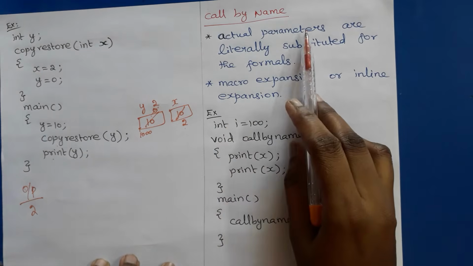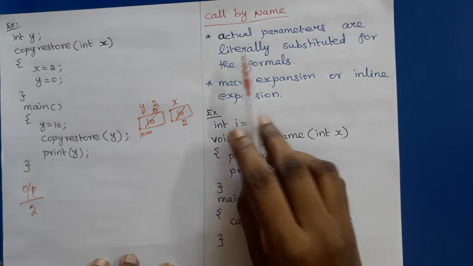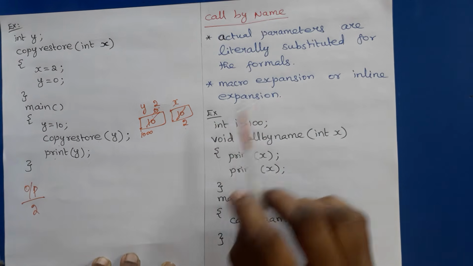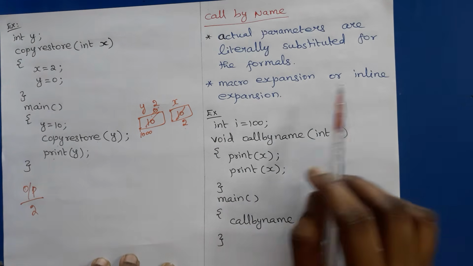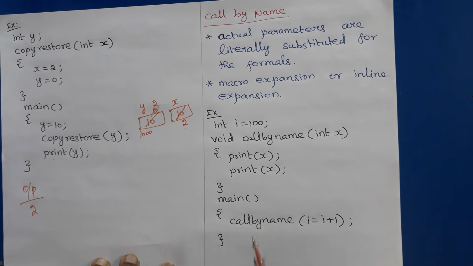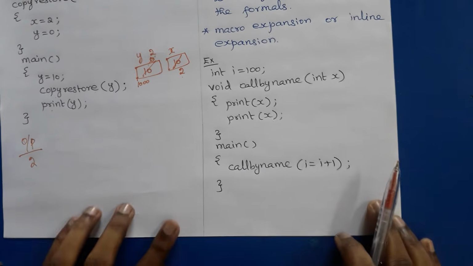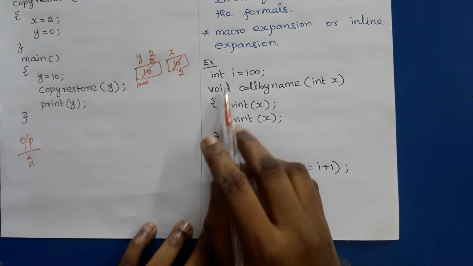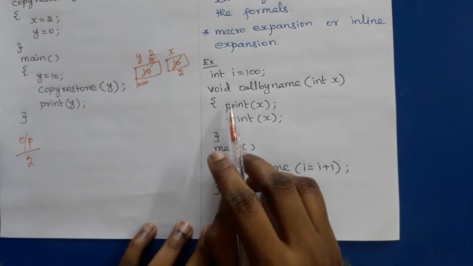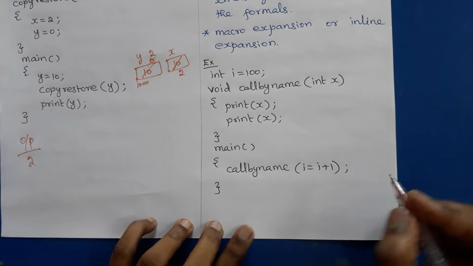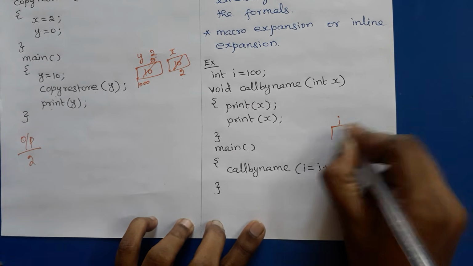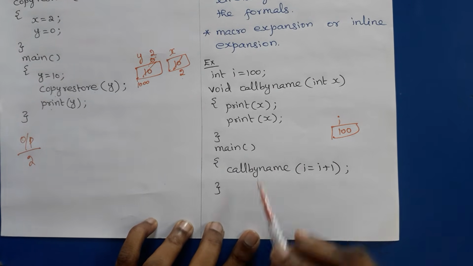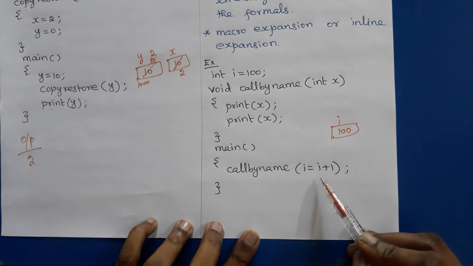Then call by name. In call by name, actual parameters are literally substituted for the formal parameters. So this is otherwise called as macro expansion or inline expansion. So for example, this is also not a C code, it's just an idea. It can be applied to any programming language. Here also I is a global variable and it is assigned as 100. So I is 100. Then in main function, call by name of I equals I plus 1 is called.